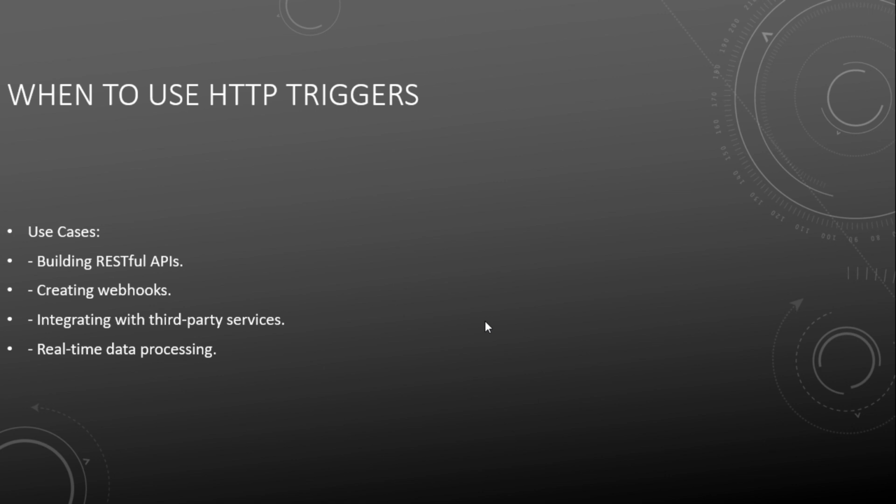When to use HTTP trigger? In my previous videos I have explained about all the triggers and when to use them. Let's revisit once again. The HTTP trigger is used when you are building an application where you need a function to be exposed as RESTful. For example, creating webhooks which execute a certain task, integrating with third party services, and also real time data processing. When you are having microservices or multiple applications which require real time data processing, you can use Azure functions in that scenario.